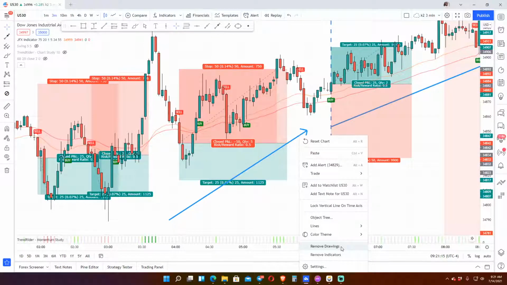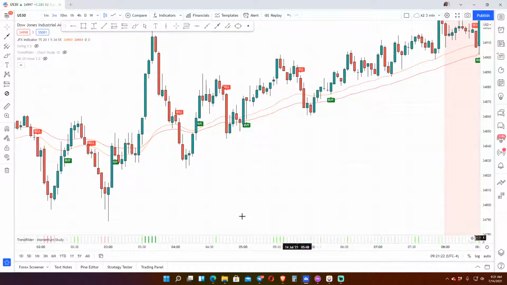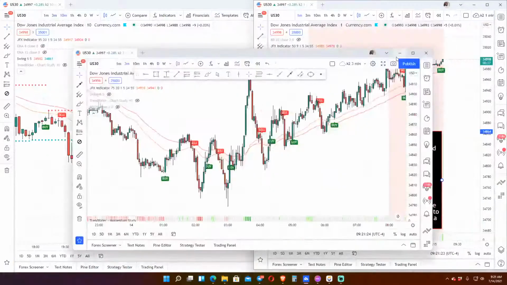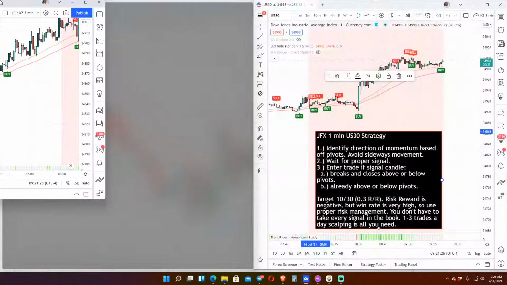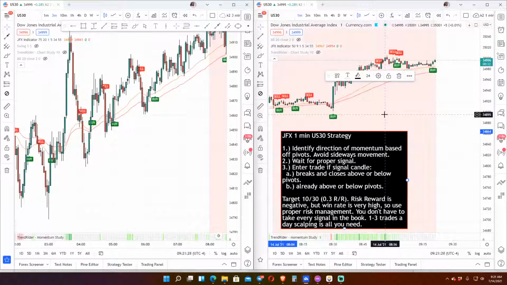So let me look at the time here. We got 9 minutes until market open. So let me remove these drawings here. All right. Now, like I said, I also scalped the 1 minute. The strategy is pretty much the same.